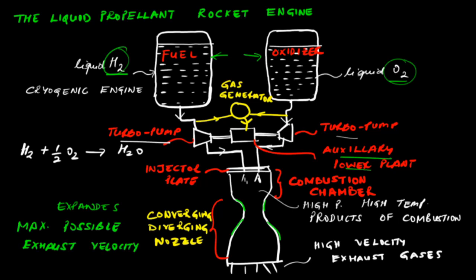So this maximum possible exhaust velocity may never be achievable in any rocket engine due to departure from ideal behavior, but it sets a limit on the exhaust velocity, and it says that in practice your velocity cannot be greater than this maximum possible exhaust velocity.